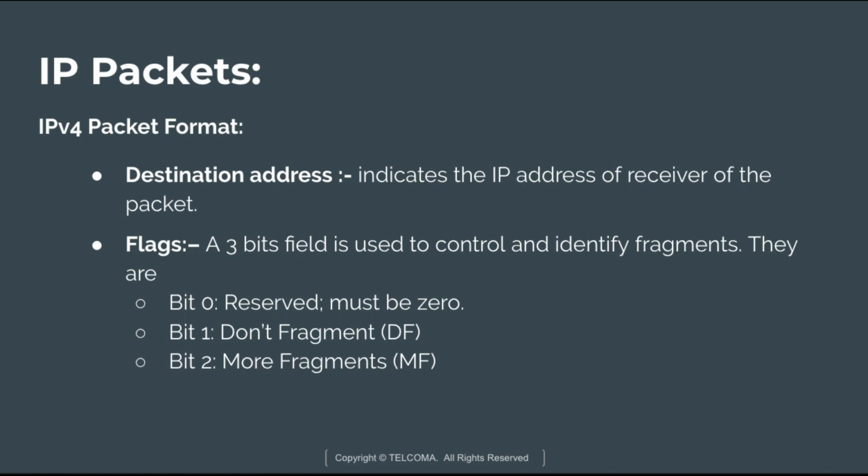Next is the flag field. Here a 3-bit field is used to control and identify the fragments, and they are like this: bit 0 is reserved and it must be 0. Next is bit 1. This means there is no fragment present in the packet, and it defines don't fragment, by DF. Next is bit 2. This defines that there are more fragments, and it is defined by MF.